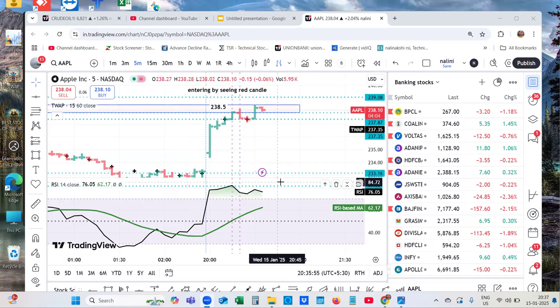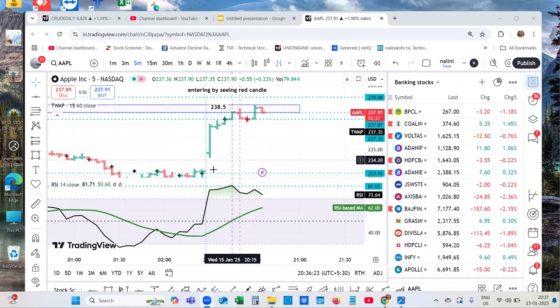I'm recording the live market and I have applied my favorite indicator, TWAP, as well as RSI. Today I'm going to talk about early entry. People make the mistake of entering early, which costs traders very much. The reason for this I'm going to explain here.